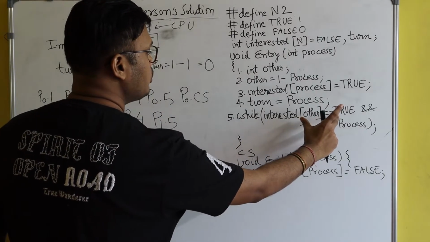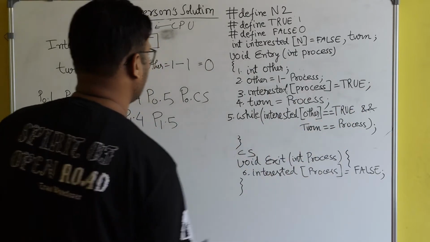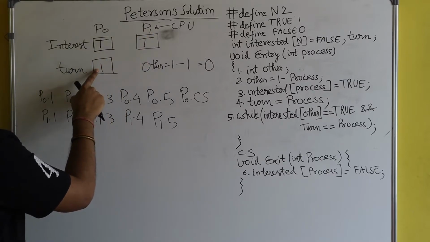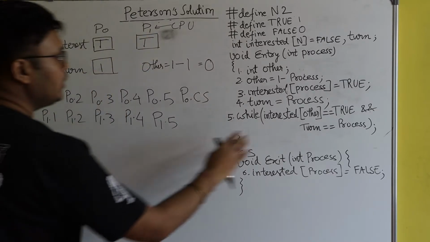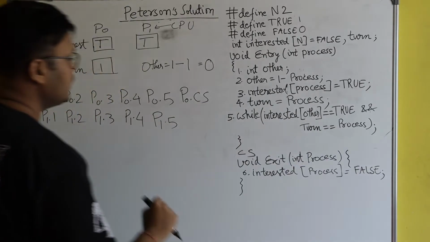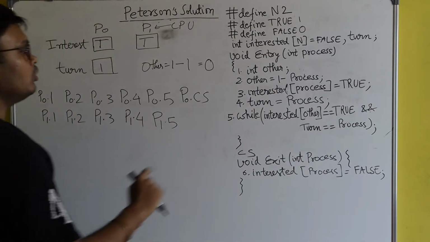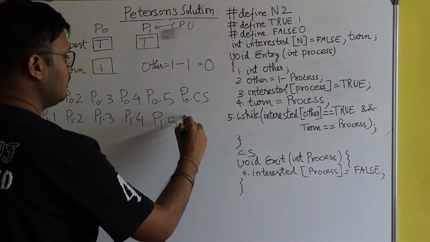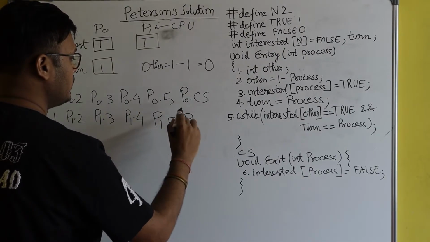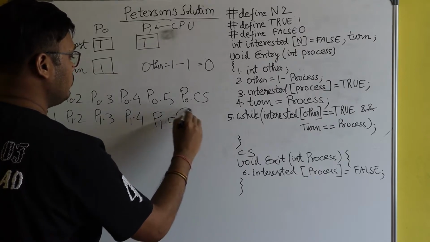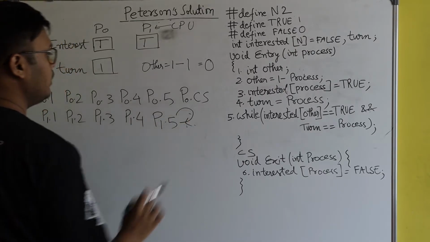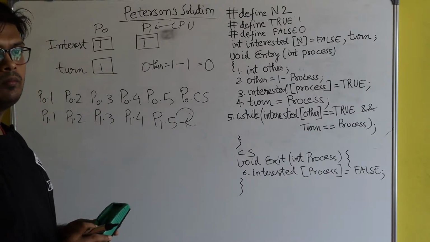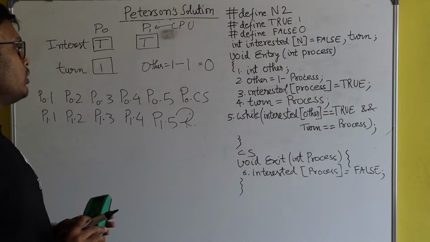So this condition is true, and turn is equal to process. Here process is P1, so turn is equal to process. So you see both the conditions are true. Since both the conditions are true, the while loop will not be broken. So here P1 is stuck in the while loop. Okay. So here you see that mutual exclusion is there. It's a clear case of mutual exclusion.